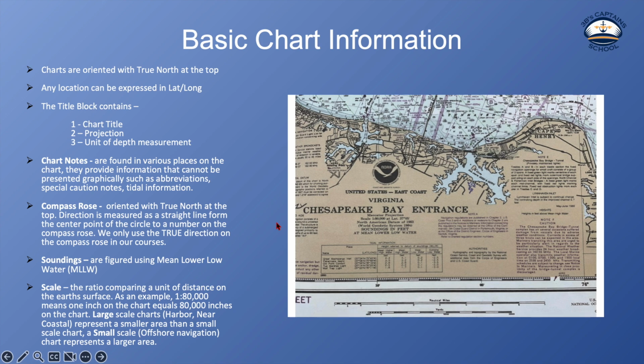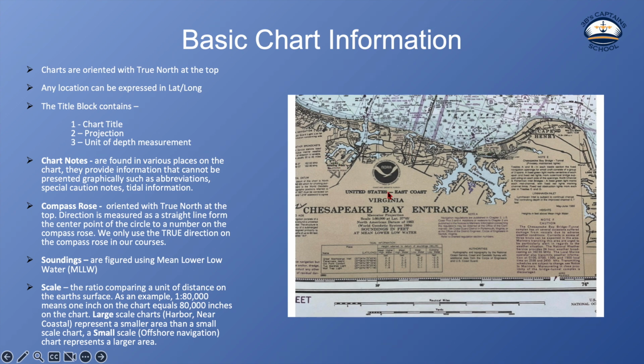So here's a picture in the middle of this slide of the Chesapeake Bay entrance chart, the training chart that we use for our course. First off, charts are oriented with true north at the top. So this chart is oriented with straight up and down being north and south, and then straight across is east and west.